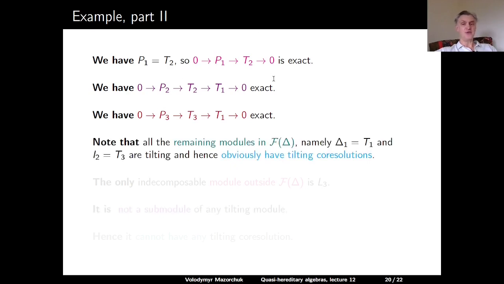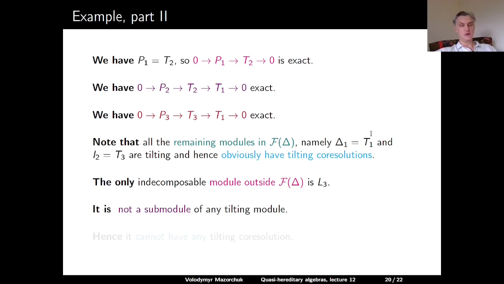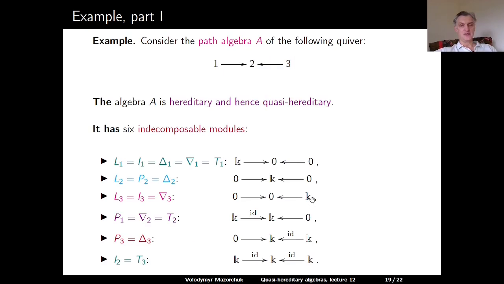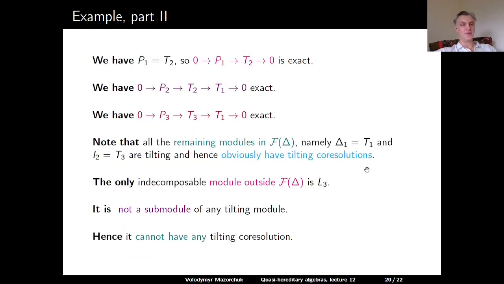Moreover, we have two more modules which have a delta filtration, namely delta 1 and I2, and both these are in fact tilting modules, and so the tilting co-resolutions are trivial. So the only indecomposable which is not in F delta is L3. But this module is not a submodule of any tilting module. So if you look, this is L3, this is T1, this is T2, and this is T3. And L3 is not a submodule of any of them. So it's not a submodule of any tilting module, so it cannot have any tilting co-resolution.